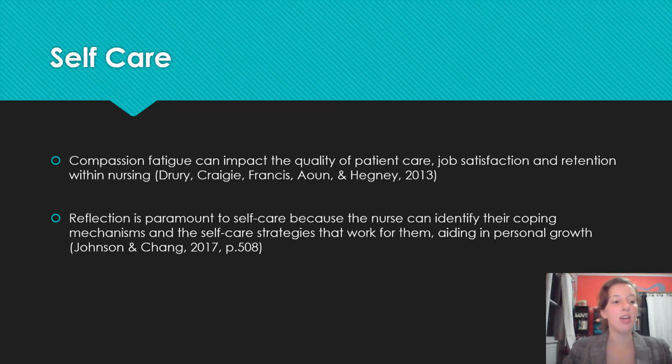Self-care. Due to the empathetic nature of nursing, feelings of sadness can arise from the sights of mourning that surround a nurse, and the constant compassion that is required of nurses can lead to compassion fatigue. Compassion fatigue can impact the quality of patient care, job satisfaction, and retention within nursing, and also lead to depersonalizing patients and becoming withdrawn. Hence, it is imperative that nurses are resilient, reflective, and exercise emotional intelligence, regulating their emotions effectively. Reflection is paramount to self-care because the nurse can identify their coping mechanisms and the self-care strategies that work for them, aiding in personal growth.